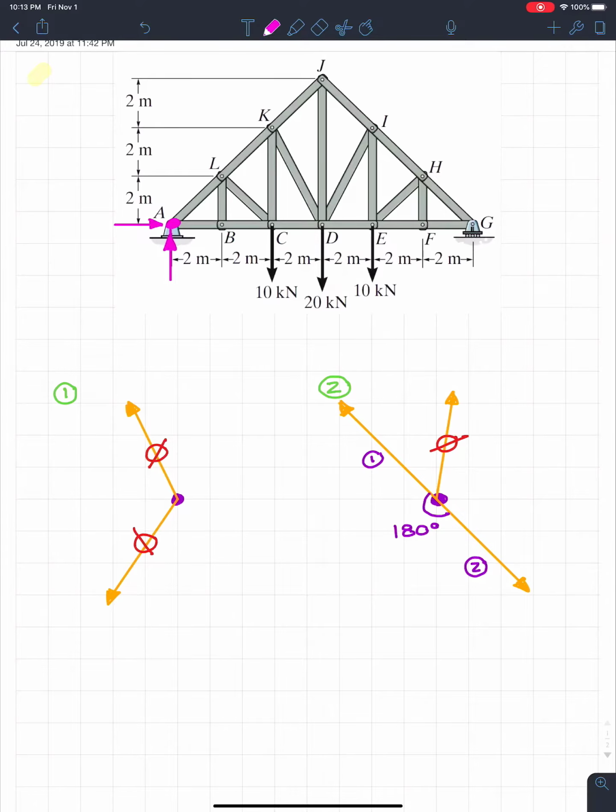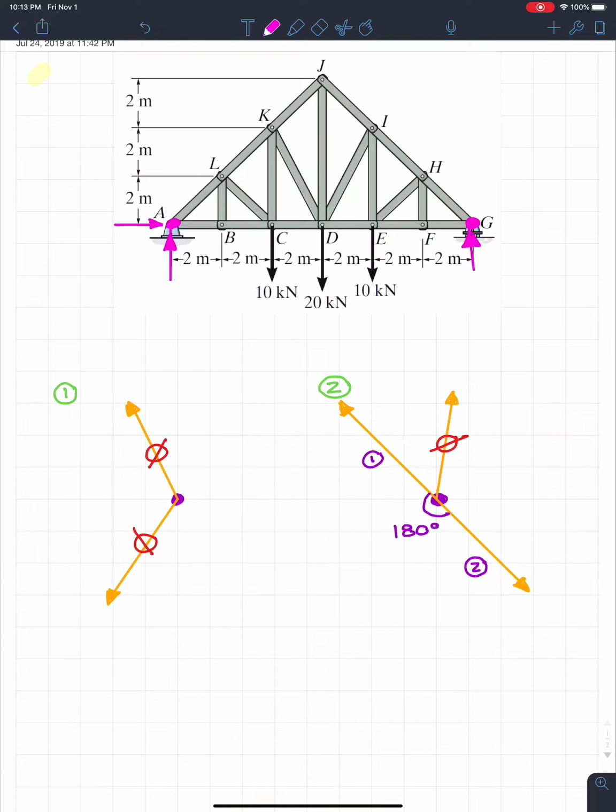We look at the other location that only has two members, and that's going to be point G. But it's the same scenario. At point G, we have a roller, so there's going to be a vertical force there. That counts as an external force. Situation 1 does not apply.